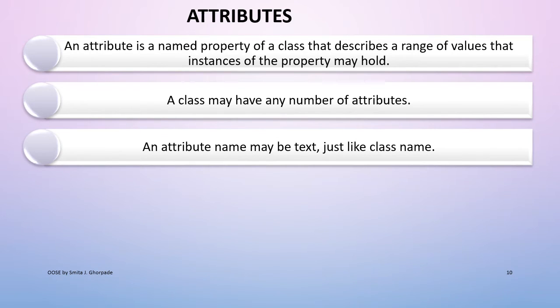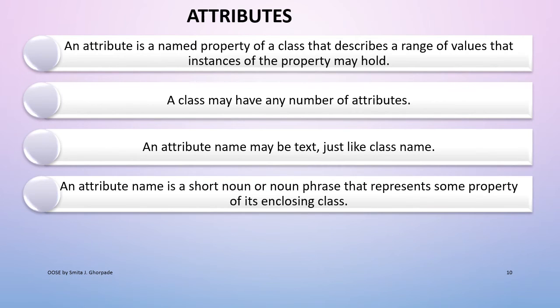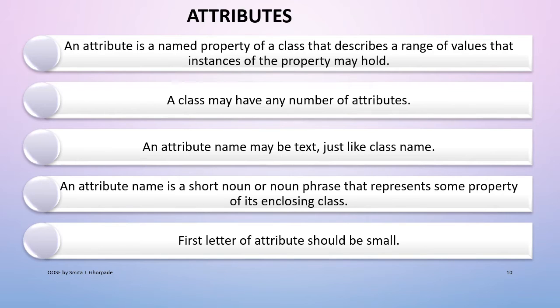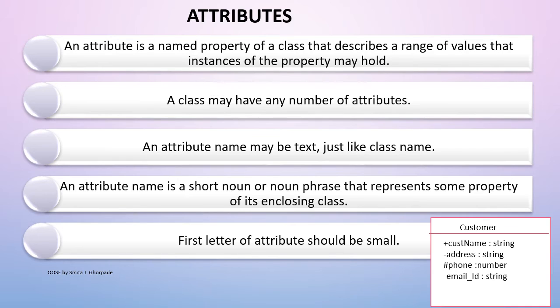An attribute name may be text. For example, customer name, customer address, phone number. These are the attributes for the customer class. An attribute name is a short noun or a noun phrase that represents a class. The first letter of an attribute should be small.